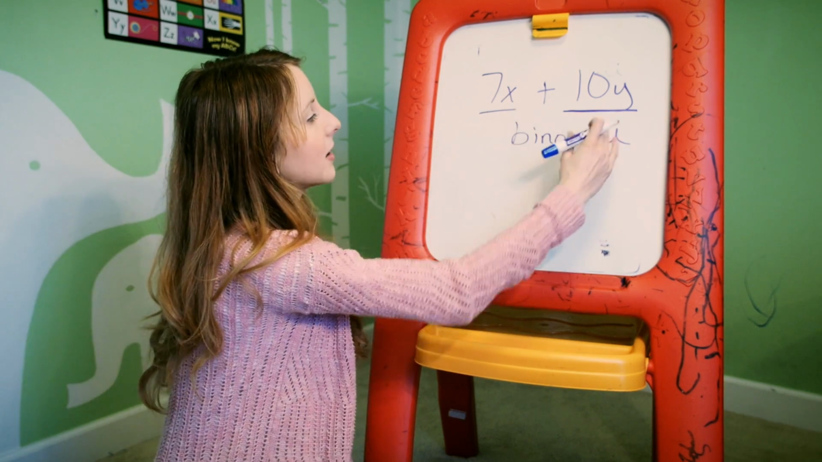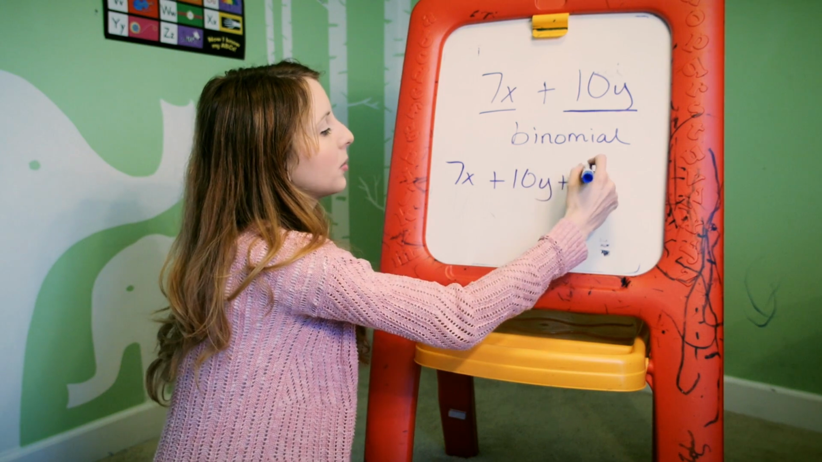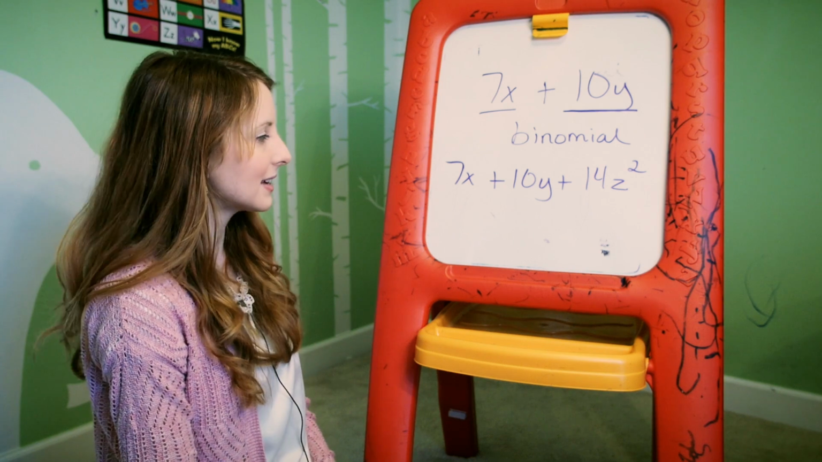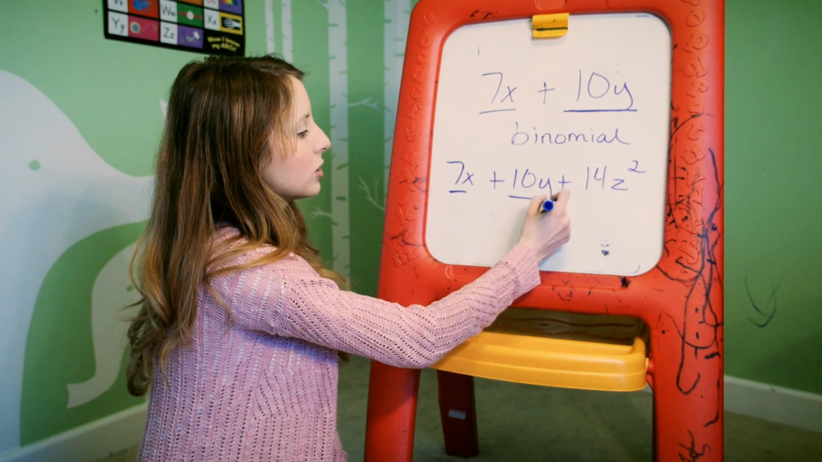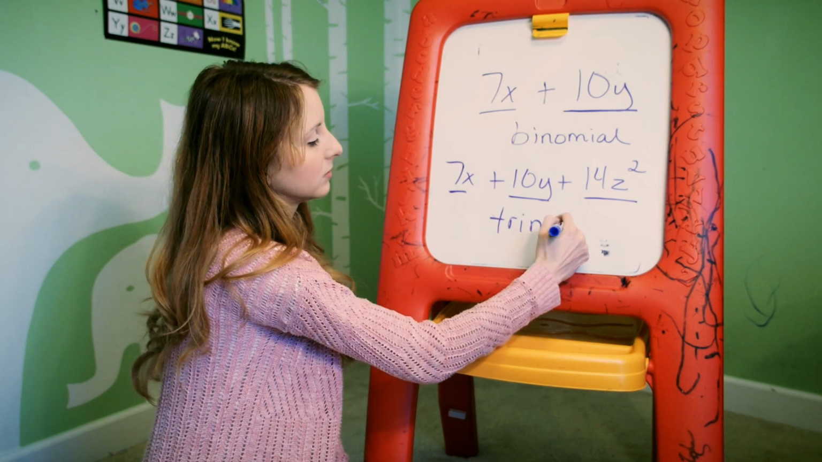All right, let's add on to this. Let's say I have 7x plus 10y plus 14z squared. In this case, I have 1, 2, 3 terms. That's a trinomial.